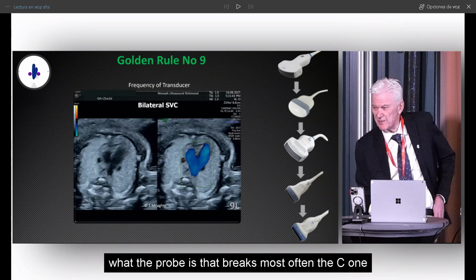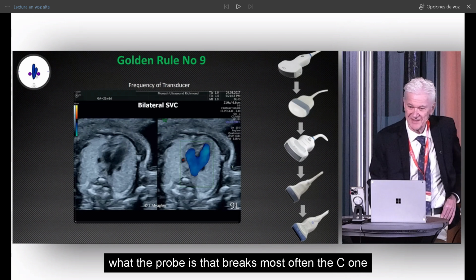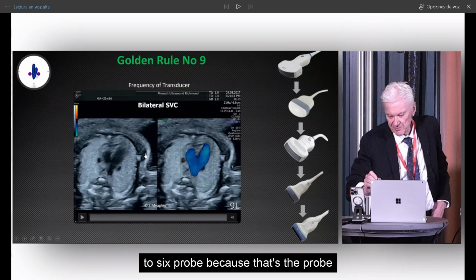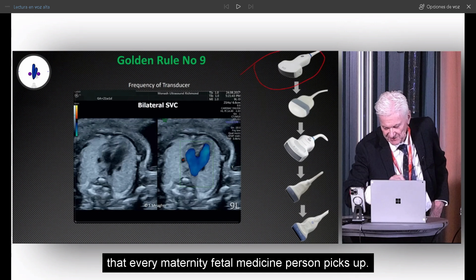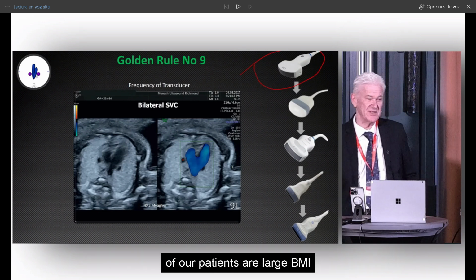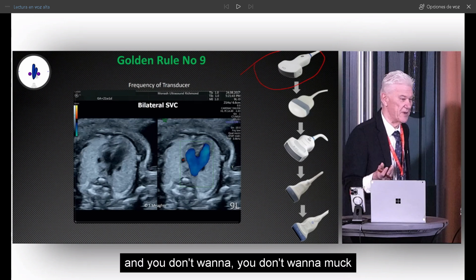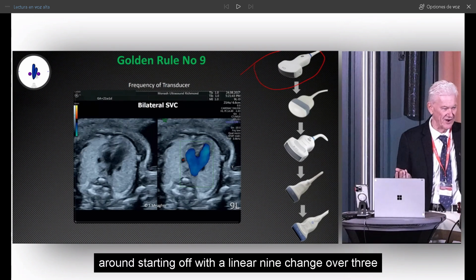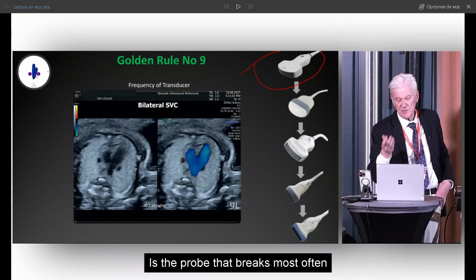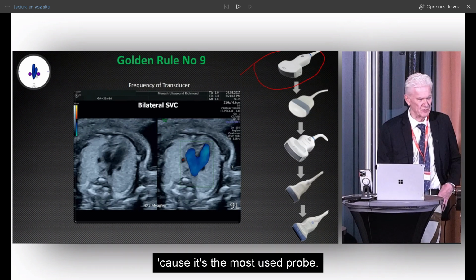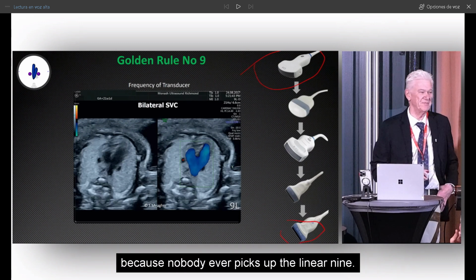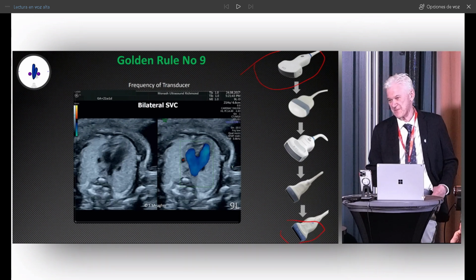You know what the probe is that breaks most often? The C1 to 6 probe. Because that's the probe that every maternal fetal medicine person picks up. You know why? Because a high proportion of their patients are large BMI. And you don't want to muck around starting off with a linear 9, changing over 3 probes, and a couple of minutes have gone by. It's the probe that breaks most often because it's the most used probe. And what's the probe that never breaks? The linear 9. Because nobody ever picks up the linear 9.